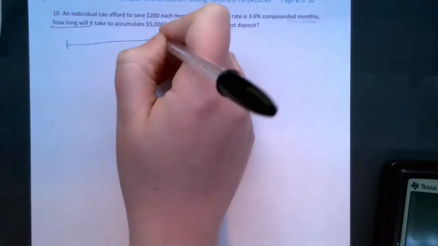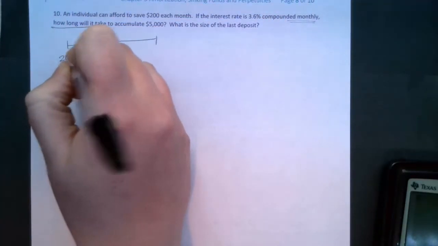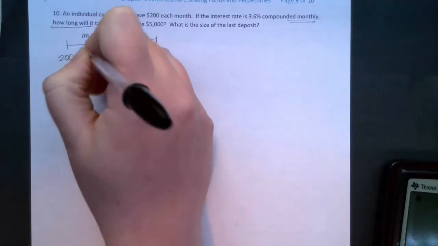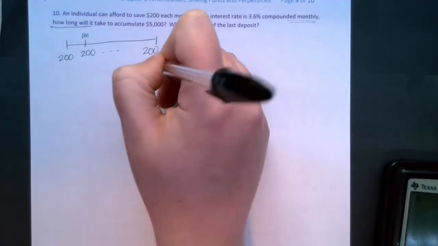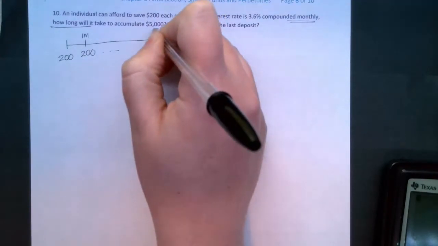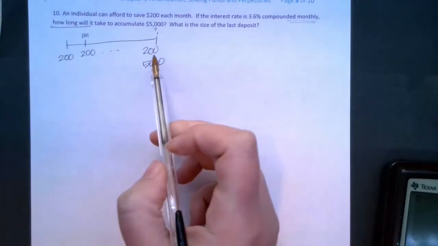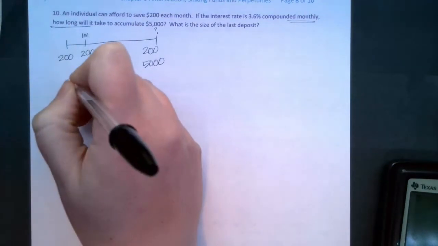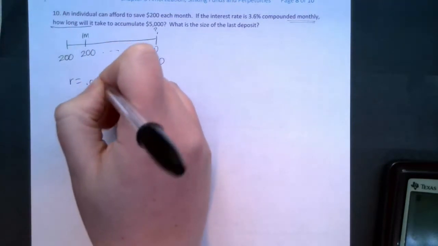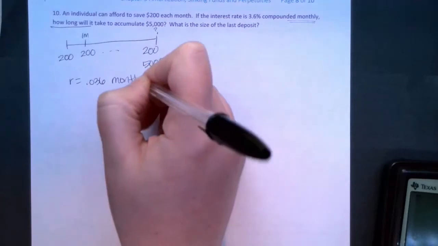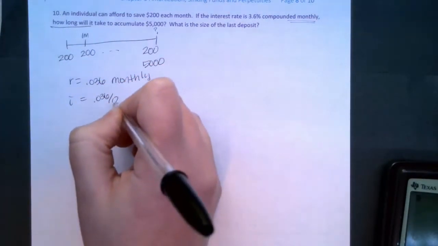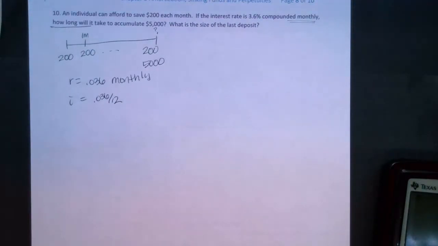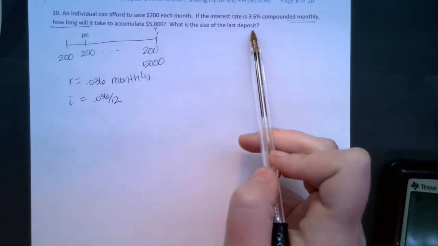Okay, so just setting up our timeline to help us. So we're saying we'll do 200 now, and then again in 1 month, until we accumulate $5,000. Okay, and this is again the unknown part because we're doing this monthly. So our R here is 0.036 monthly. Okay, so that means our I is 0.036 over 12. And again, we're trying to figure out how many payments we make, and we also need to figure out the size of the last deposit.